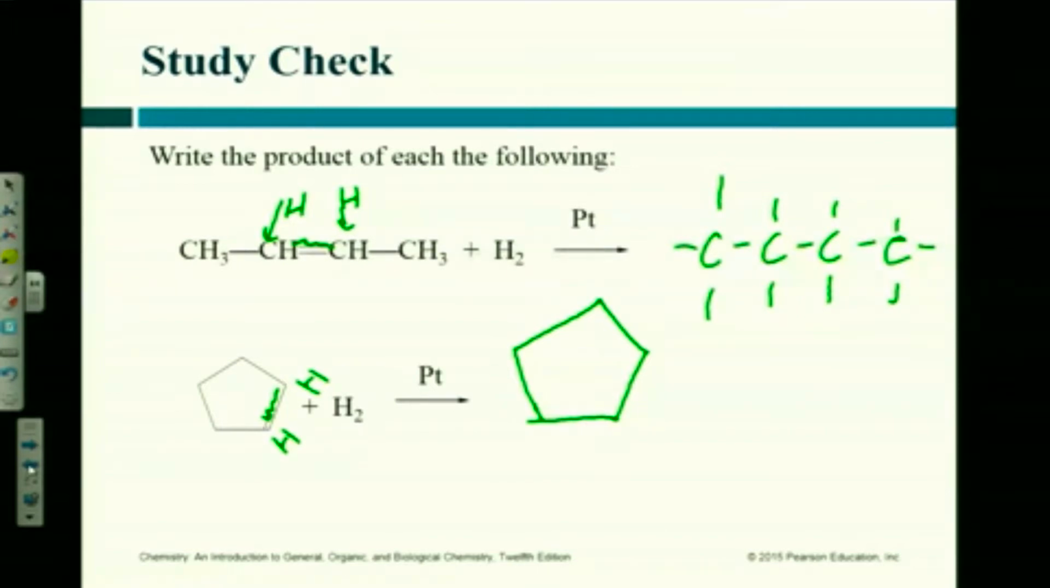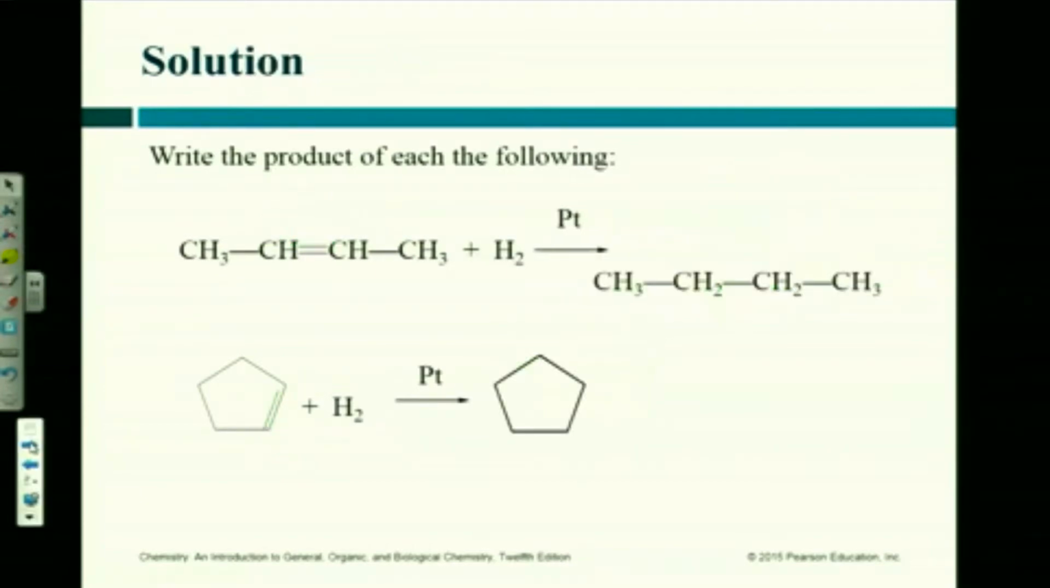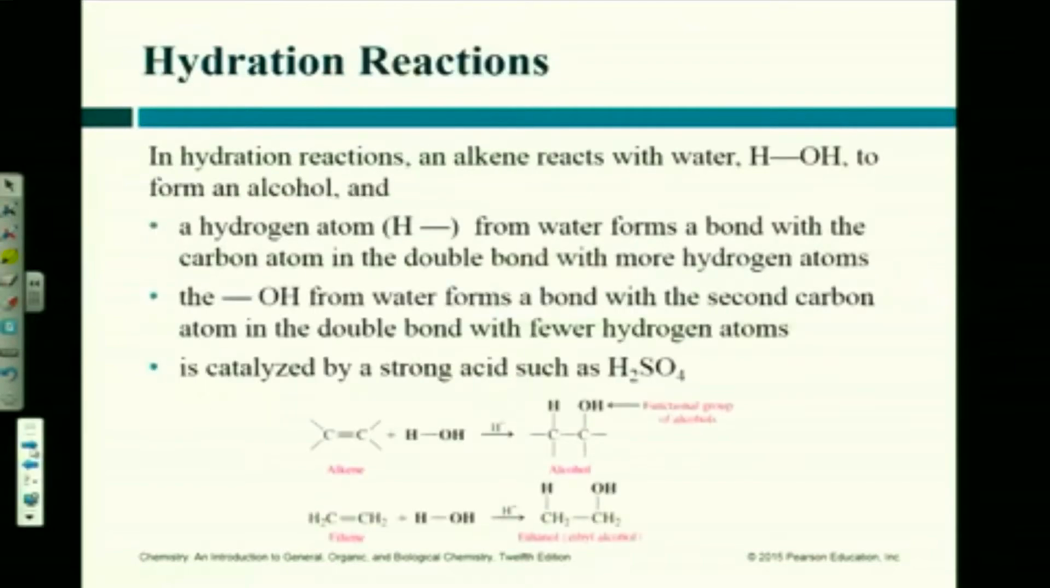We're adding hydrogen. We're breaking the double bond, so each carbon gets another hydrogen. So this becomes butane. Same thing down here. Get rid of the double bond, add hydrogen on either side. Okay? Or you can go and download the slides for mastering as well. They're available in the study section of mastering.